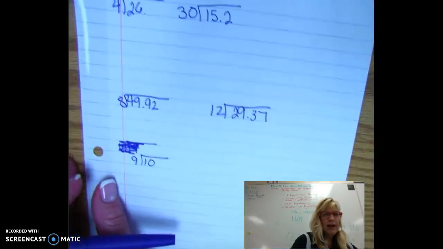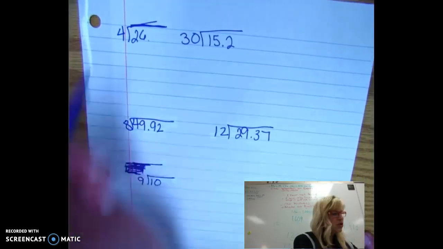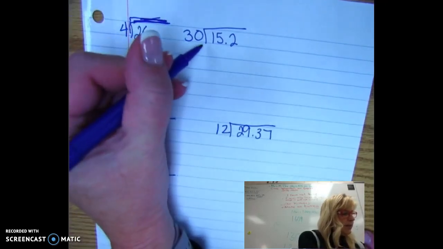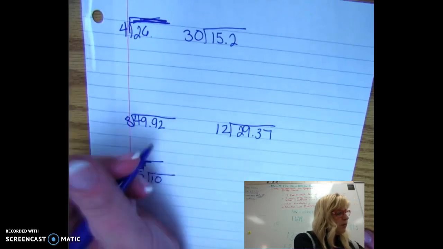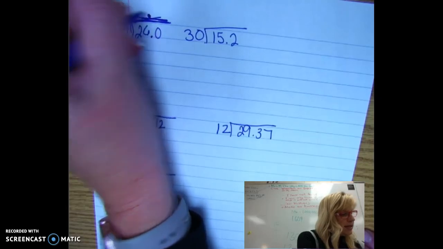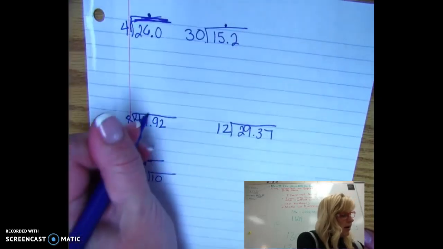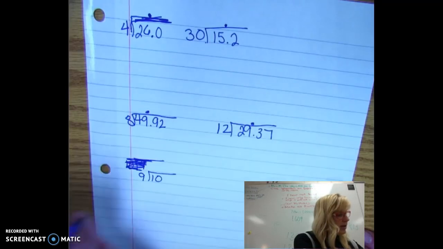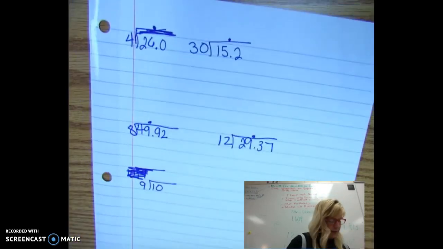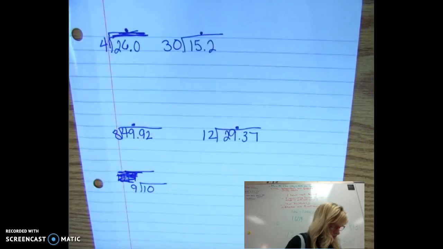So I have a list of these that I am going to flash up here. Try number 1. 4 goes into 26, then 30 into 15.2. What we can do right away is float that decimal point to the top on all of these. Don't forget that because it will make your number really wonky. So go ahead and pause the video and attempt those. I'm going to put the correct answer at the top.